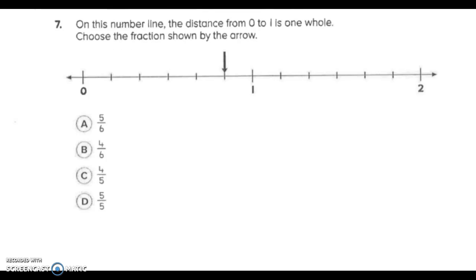Number 7. On this number line, the distance from 0 to 1 is 1 whole. Choose the fractions shown by the arrow. A. 5/6. B. 4/6. C. 4/5. D. 5/5.